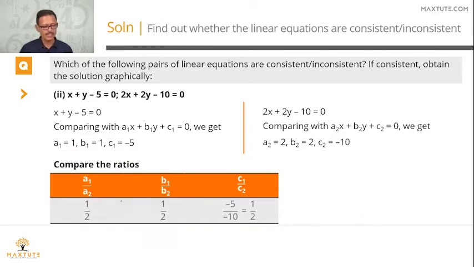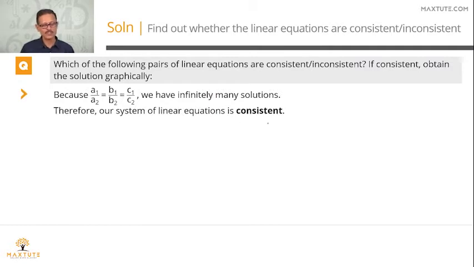Summarize it in a printed form. A1 by A2 equals B1 by B2 equals C1 by C2. So this is what we have to discuss. Now let's look at how to find out a solution to it graphically.